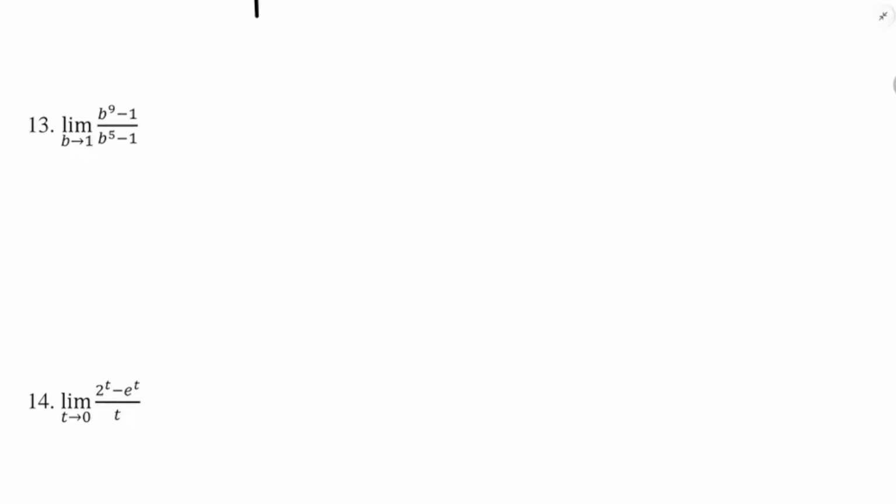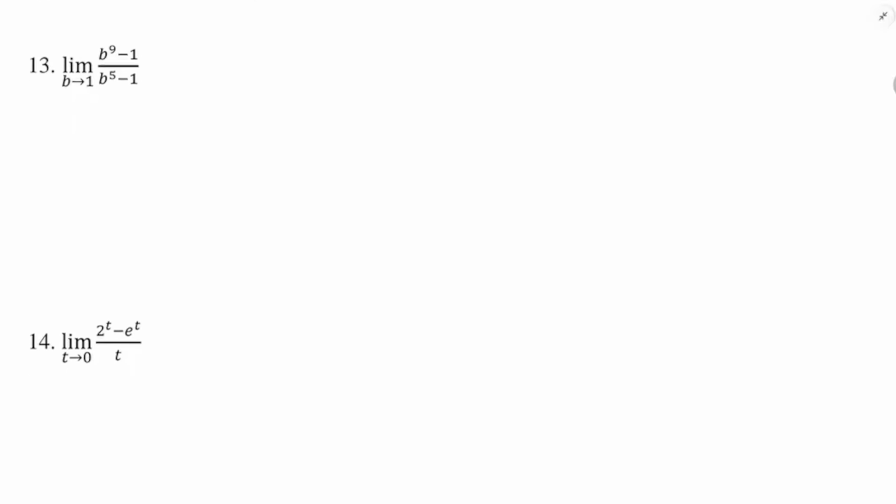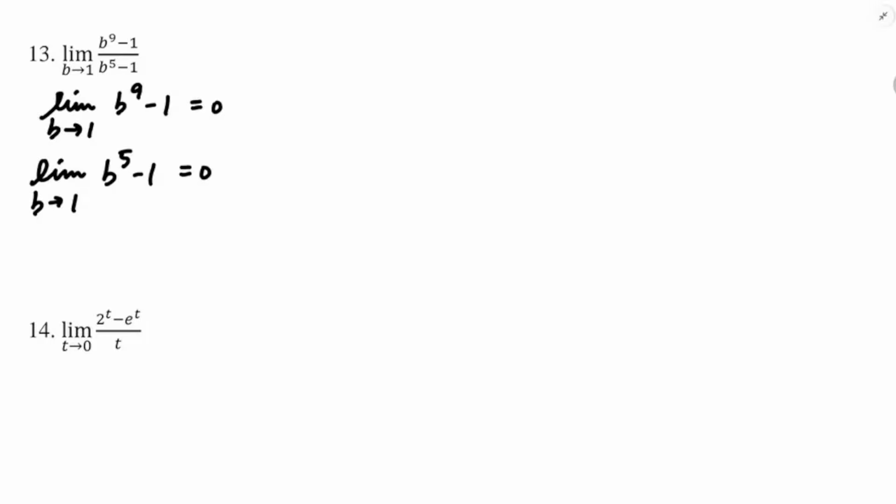Now, the limit as b approaches 1 of (b to the 9 minus 1) over (b to the 5 minus 1). We're going to take the limit of the numerator and the denominator separately. They're both going towards 0, so we apply L'Hopital's rule, take the derivative of top and bottom separately, and reevaluate our limit. Okay, this is looking much better. This is going to go to 9 over 5.